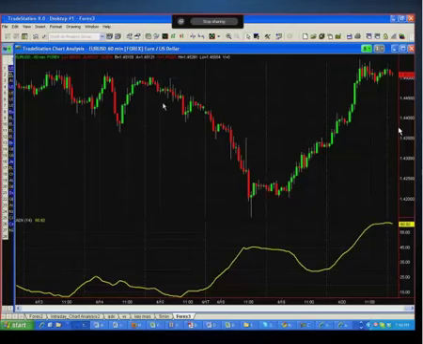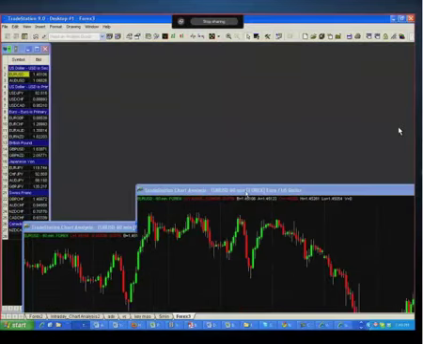To me, I'm very particular. I have 20 crosses and pairs that I look at every day. If I can't find something setting up in one, I just move on to the next one. I don't take anything that I consider to be subpar.